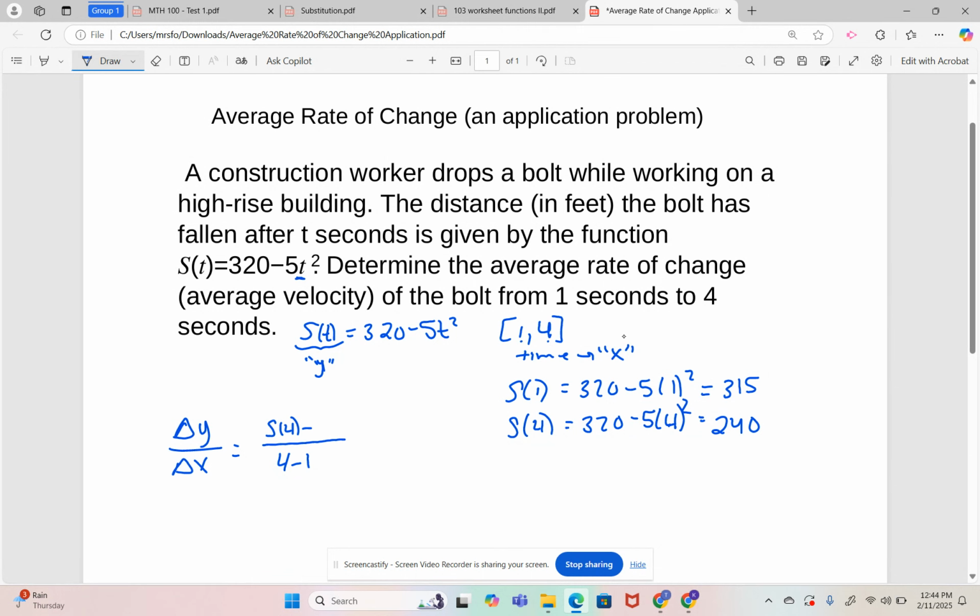So I'm going to write this here. This is going to be s of 4 minus s of 1. We found s of 4, which was 240, minus the 315, divided by 4 minus 1. So that's going to give us negative 75 divided by 3. So the average rate of change is negative 25. Okay?